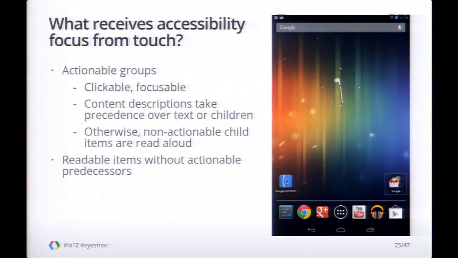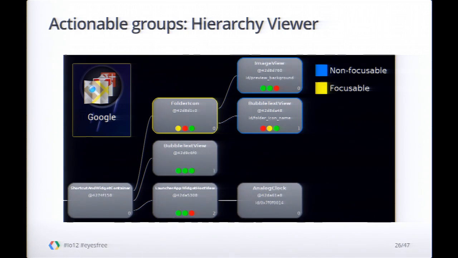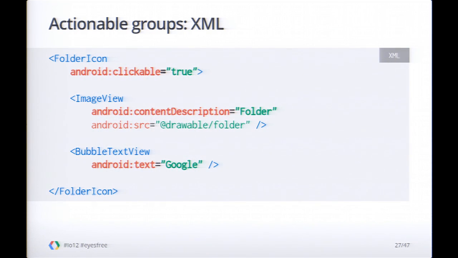And if you have an item that isn't actionable, and it doesn't have any actionable ancestors, obviously the only way that can be read is if somehow you can put accessibility focus on it. And fortunately, it will receive accessibility focus. So here's a hierarchy viewer view of what that folder icon looks like. So you can see that there's a folder icon, which is a view group, and that contains an image view and a bubble text view. In XML, that looks like this. So you can see the folder icon is clickable, thus making it an actionable group. And its children have two pieces of text. So the image view says folder, the bubble text view says Google. And when TalkBack puts focus on this actionable group, it will say folder Google.